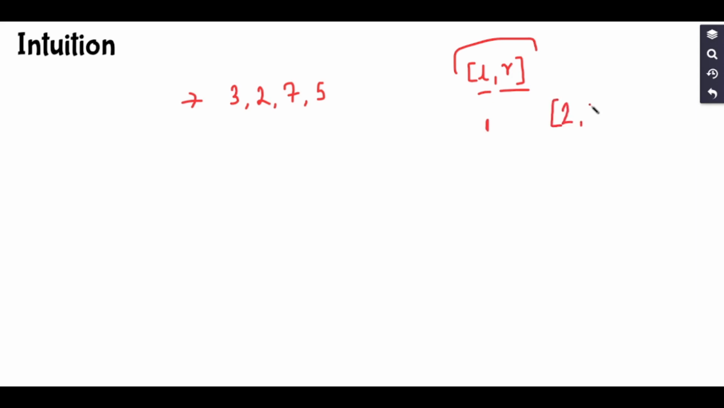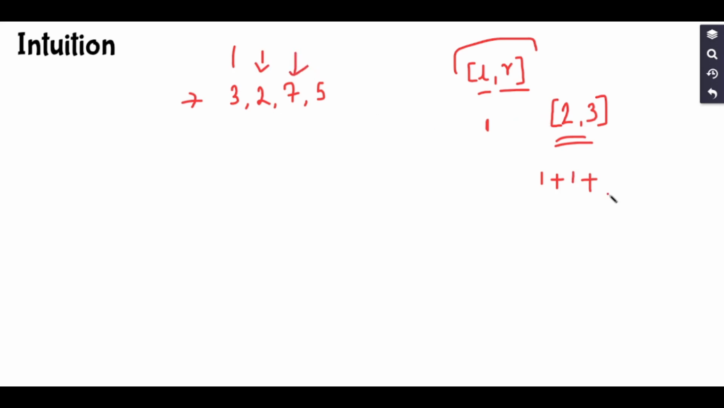2 2 3. Let's take this interval. Start traversing the array. The first element is 3. Does 3 lie in this range? Yes. Count 1. Move to the next element, 2. Does 2 lie in this range? Yes. Count 1 more. Move to the next element.